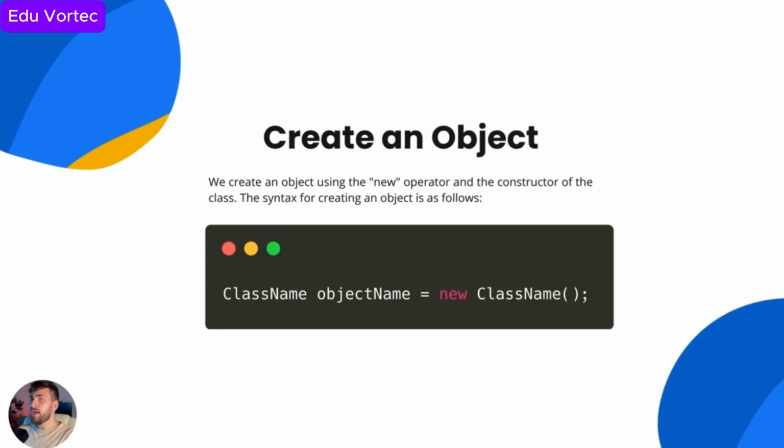Now that we understand what an object is, let's learn how to create one. We create an object using the new operator and the constructor of the class. The syntax for creating an object is as follows. You can see it in the example. Here, we declare a variable objectName of type ClassName, and we create a new object using the new operator and the constructor of the ClassName class.